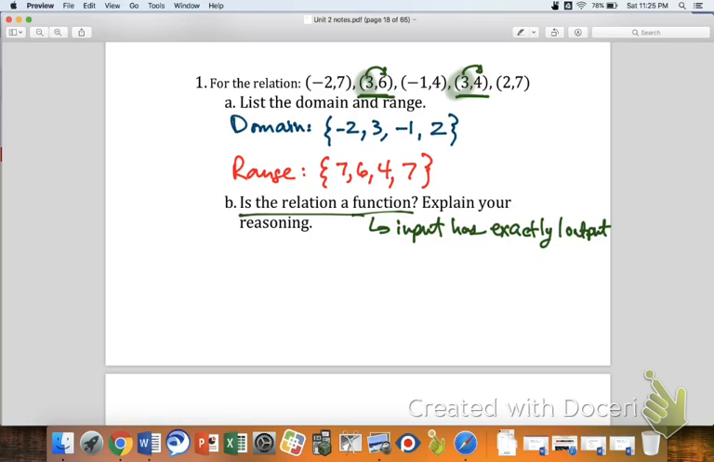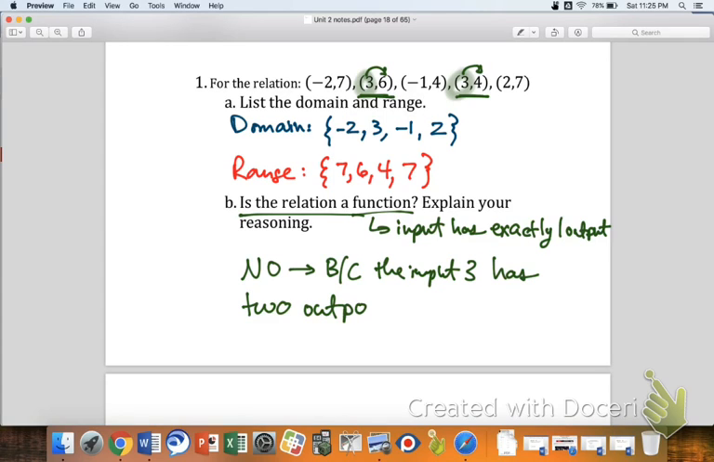So is the relation a function? No. And to explain your reasoning, we can say because the input 3 has 2 different outputs. It would be lovely if I could spell output. There we go. It has 2 outputs, and the outputs are 6 and 4. I'll write that a little bit different. There we go. So the answer is no, and there's the reason.